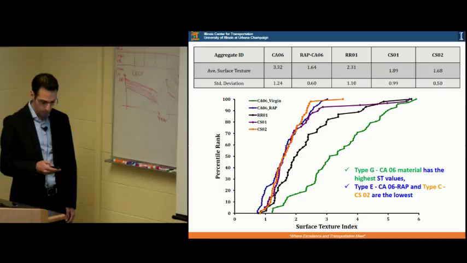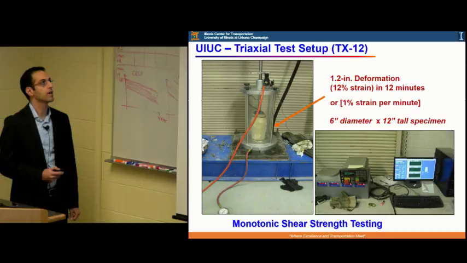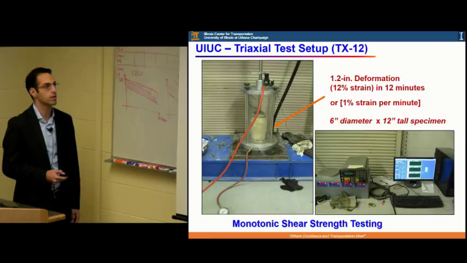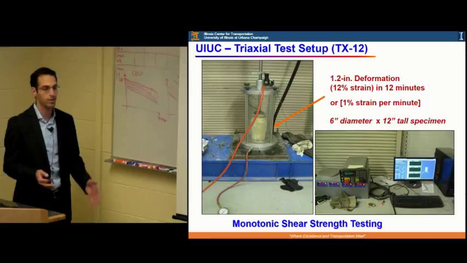Another lab evaluation technique, other than the shape properties and the gradation, was the triaxial tests, or the shear tests, to get the shear properties of those materials. We have two setups here at ATRL. We have a setup that we call the TX12, which is the standard sample for a shear test, 6 inches in diameter by 12 inches in height. And then we have another setup called the TX24, which is for the large size aggregates. It is basically a 12-inch diameter and 24-inch height sample.